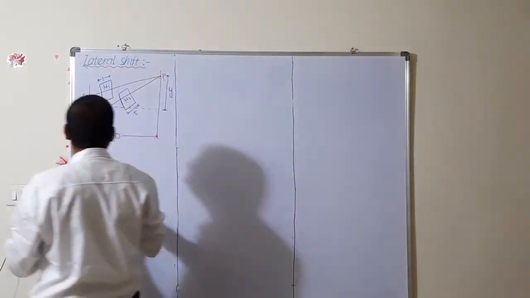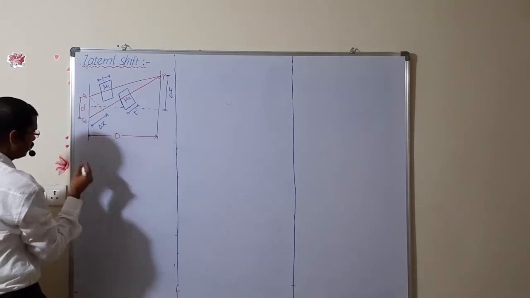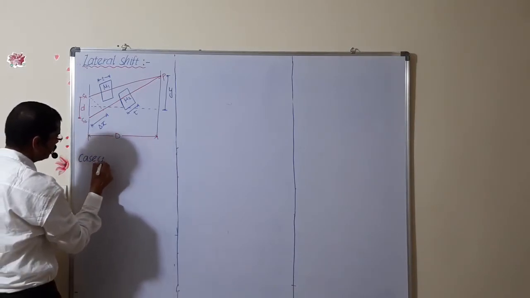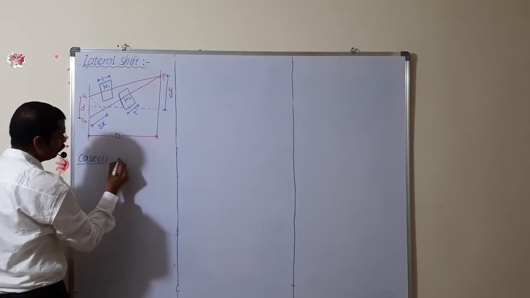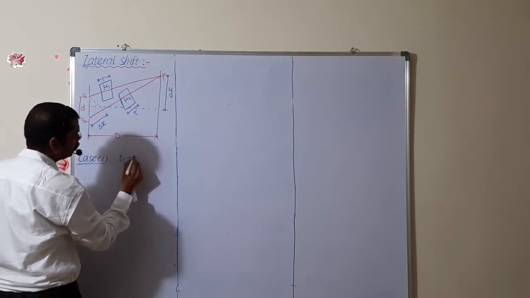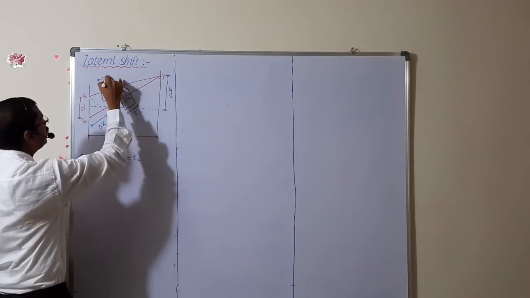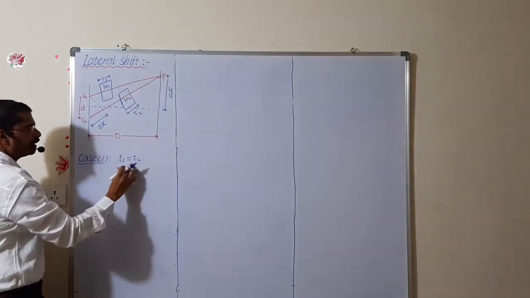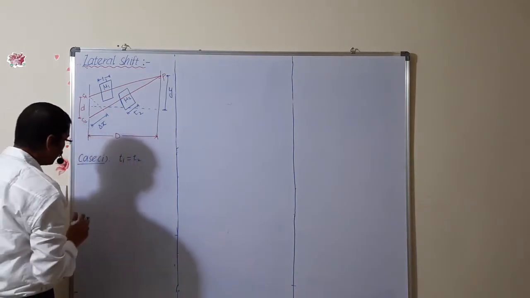In the first case, we can discuss this concept now. I am taking T1 is equal to T2, the thicknesses T1 and T2. I am considering the two thicknesses to be equal. I am writing the formula directly.